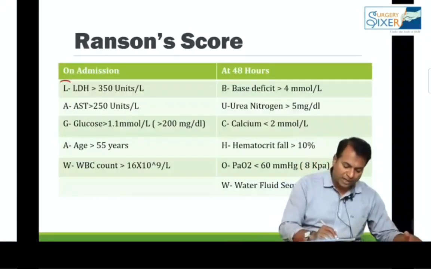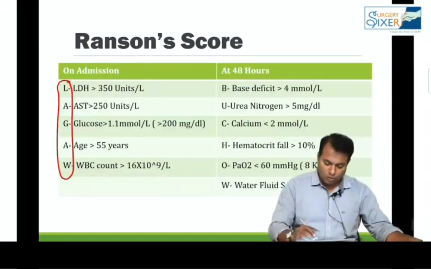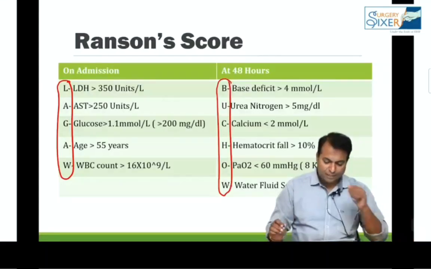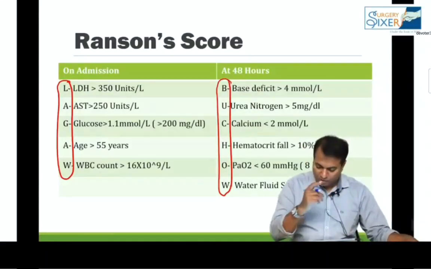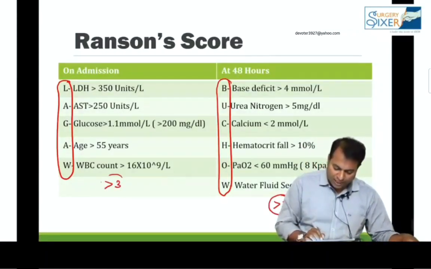So Ranson scoring, don't forget the mnemonic: at admission, age, WBC count, LDH, aspartate transaminase, glucose; and at 48 hours, base deficit, blood urea nitrogen, calcium, hematocrit fall, PaO2, and fluid loss. If it is more than 3, it is known as severe acute pancreatitis.